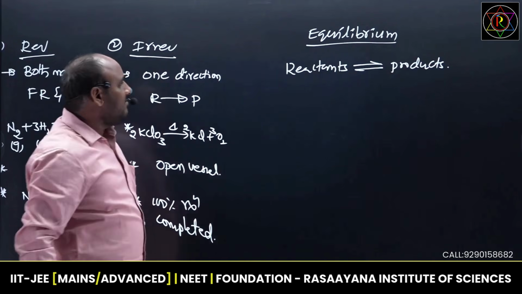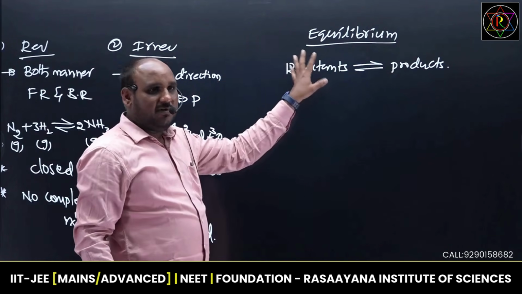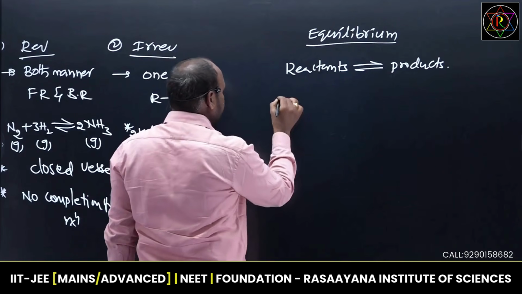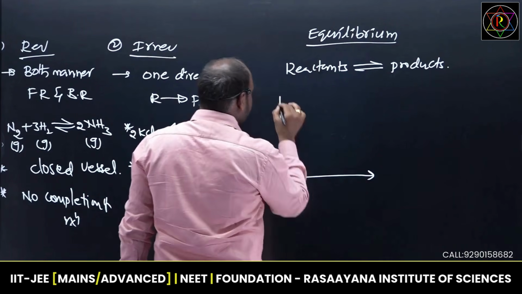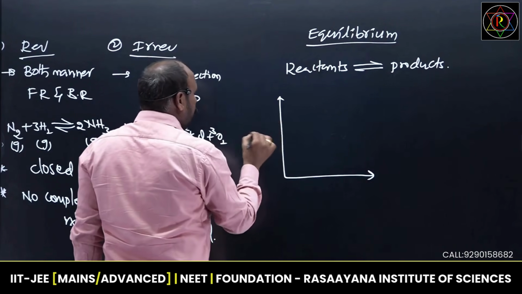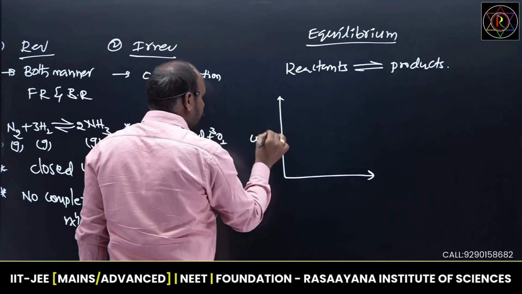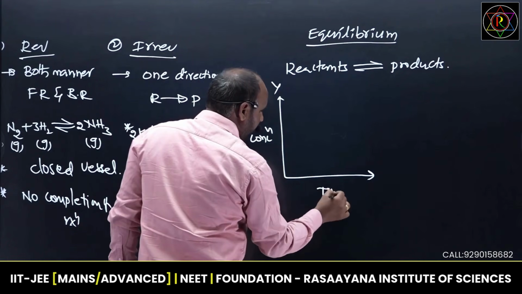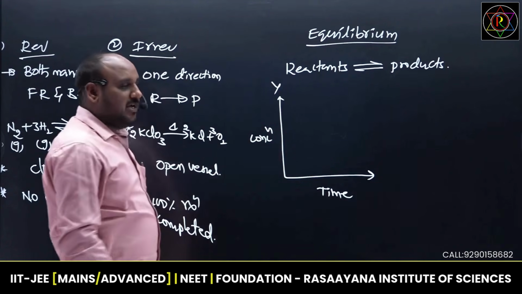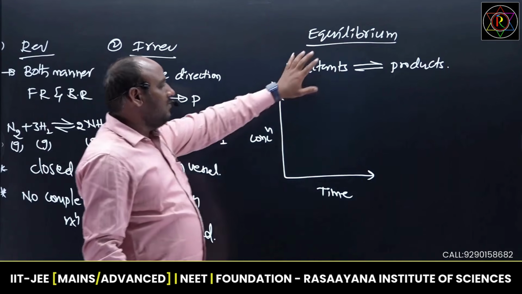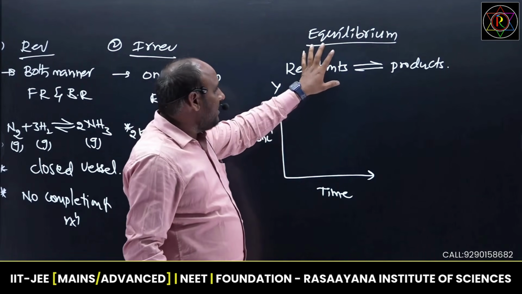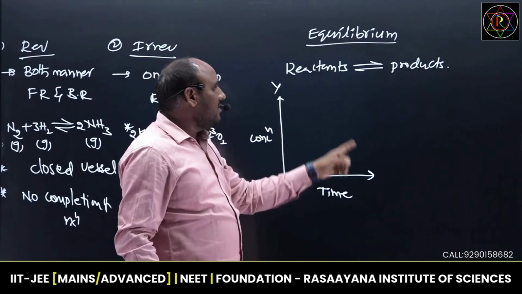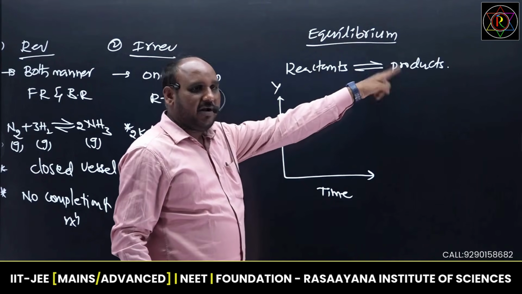At the initial stage of the reaction, only reactant molecules are there, whose concentration is very high. We take the concentration of reactants or products on the y-axis and time on the x-axis. As time goes on, initially we only have reactant molecules, and no products are formed at the initial stage. As time goes on, reactants are converted to products, right?